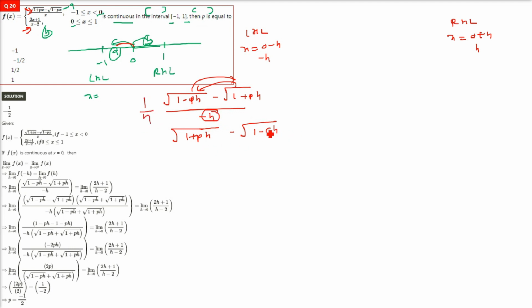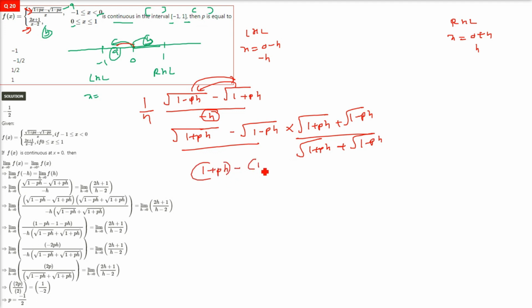We just have to rationalize this. So under root 1 plus ph plus under root 1 minus ph, this we have to multiply in the numerator and denominator. It is a minus b, a plus b, so a square minus b square, it will be 1 plus ph minus 1 minus ph. And in the denominator we have under root 1 plus ph plus under root 1 minus ph. So in the numerator, because it was a square minus b square, 1 plus ph minus 1 minus ph, the 1s cancel out and we get twice of ph.